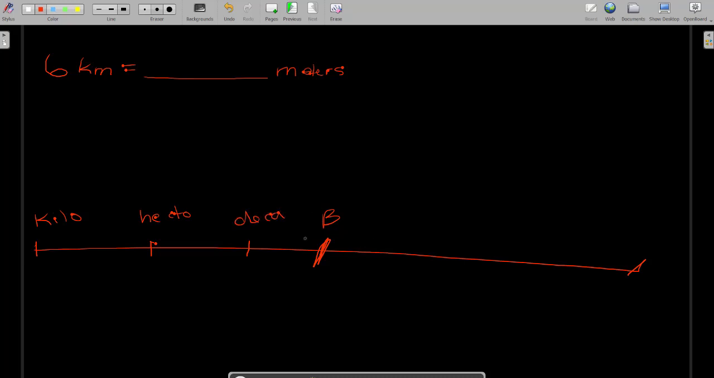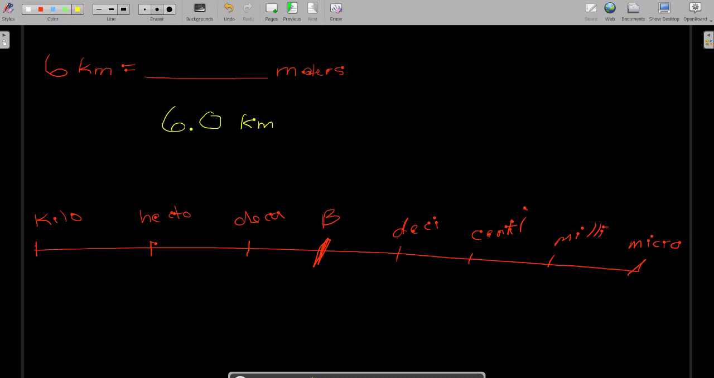Okay, this is deci, centi, milli, and micro. Okay, so we have 6 kilometers. So this is how easy it is to do the conversion. 6 kilometers is really 6.0 kilometers.